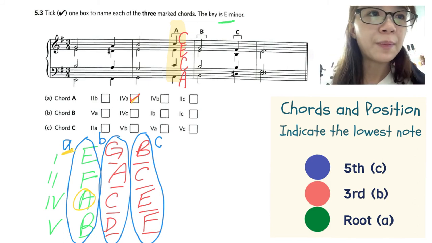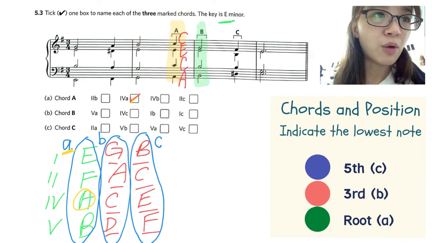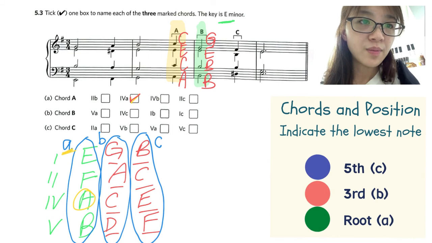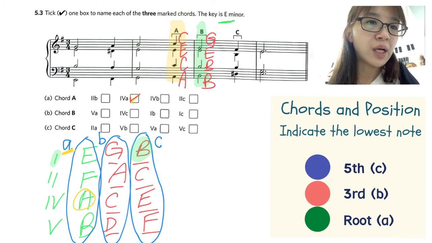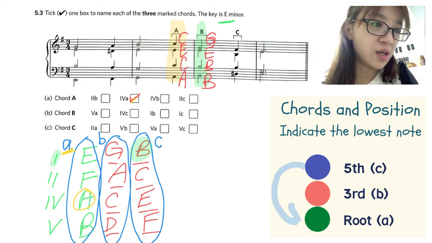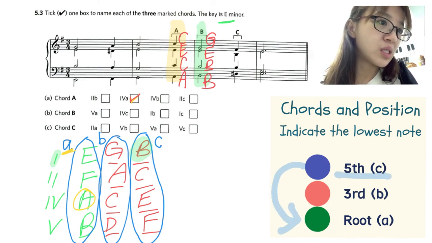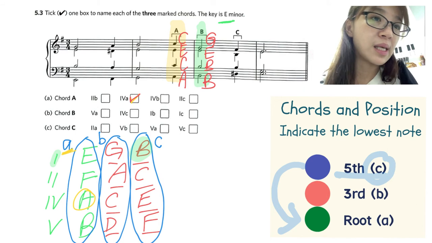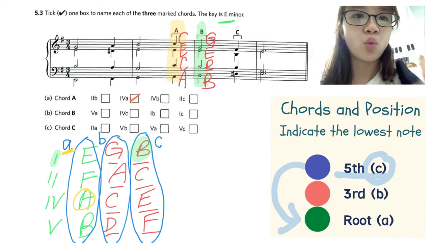Let's check out question B. Write down all the letter names: G, E, B. You have E, G, B. The lowest note is this one, B. So we know that it's chord 1, and the lowest note is the B, the fifth note. When the fifth note is your lowest note, you call it C. So it's 1C.